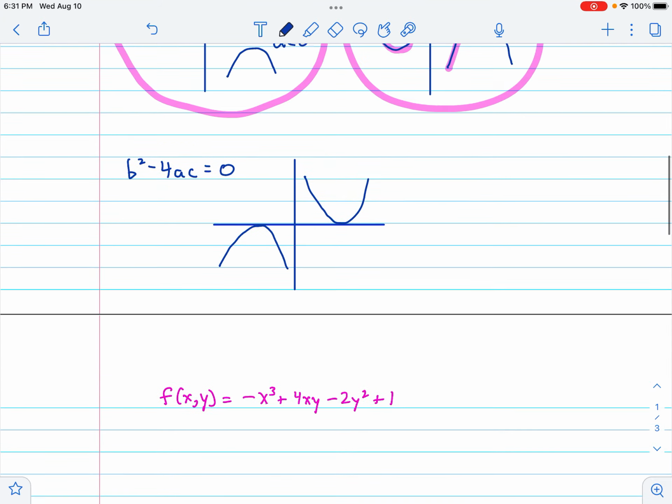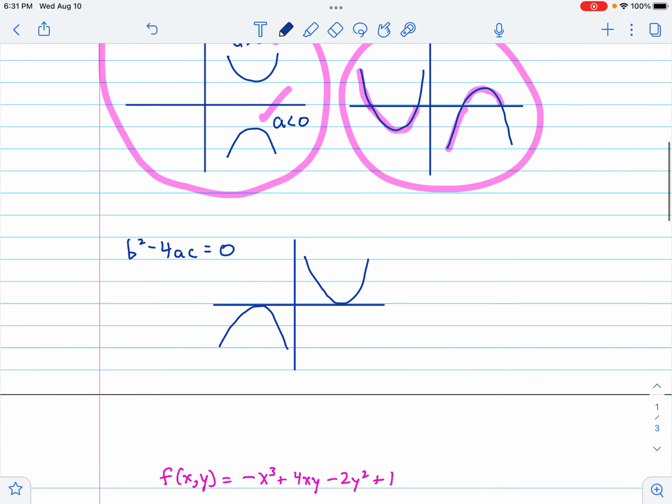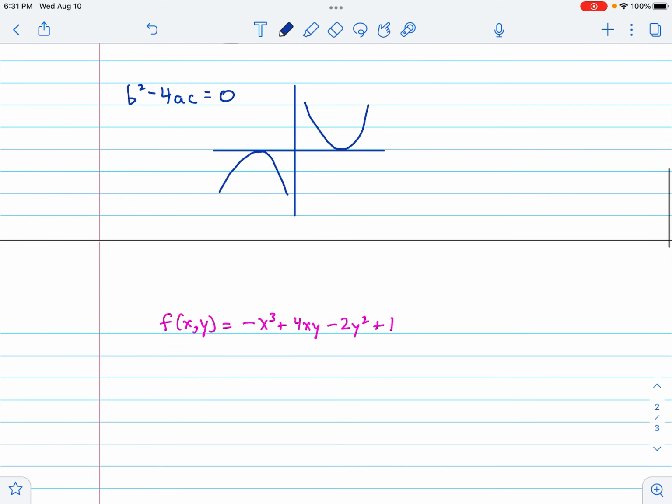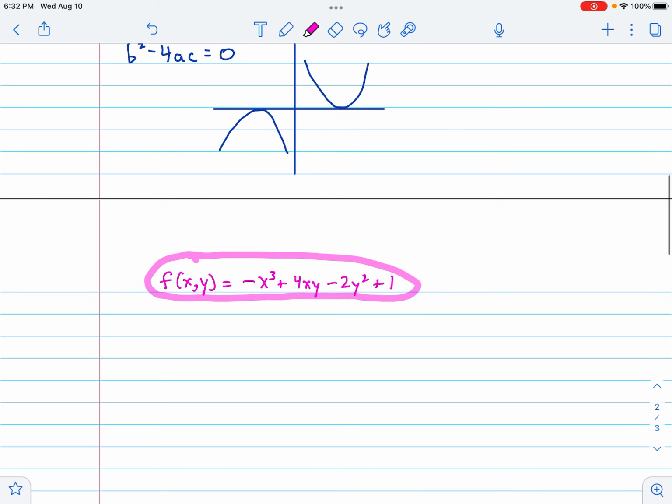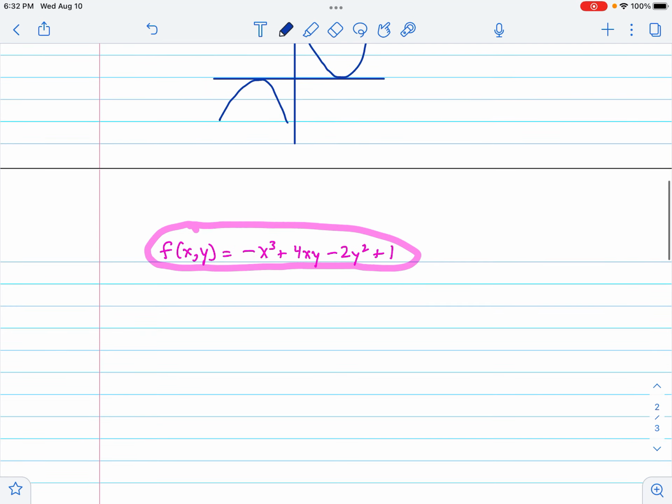Now, what I want to do is develop a technique for finding out where this thing has maxes and mins. In other words, a function like this. But first of all, let's do the generic. So let's just start off with the generic function. Here I've got z equals f of x, y.